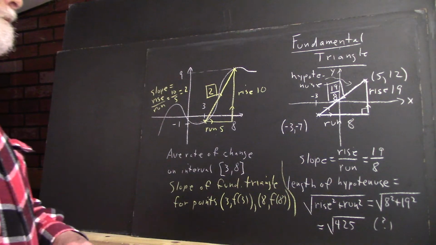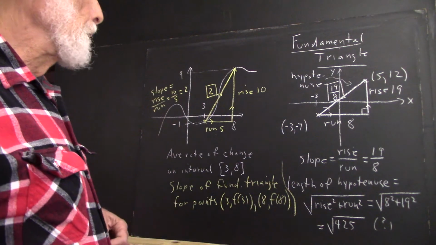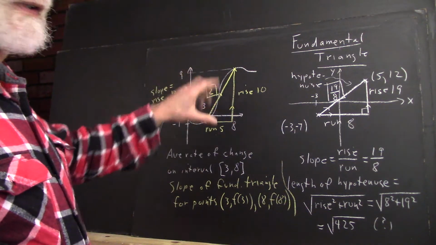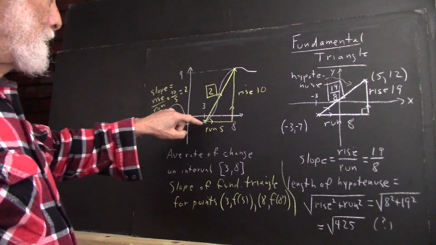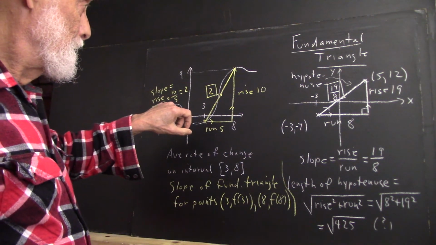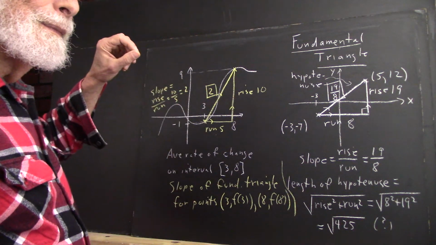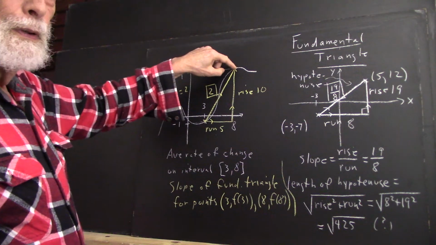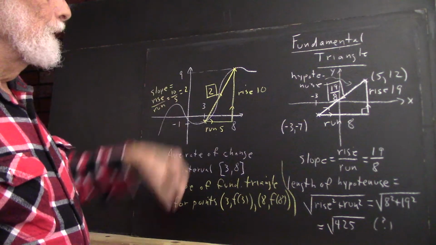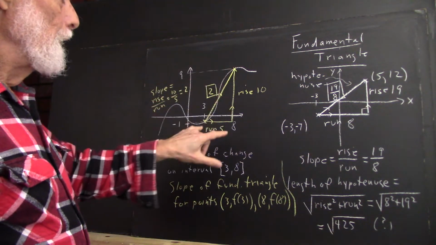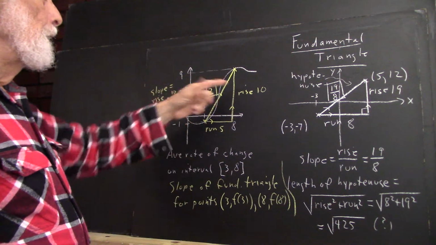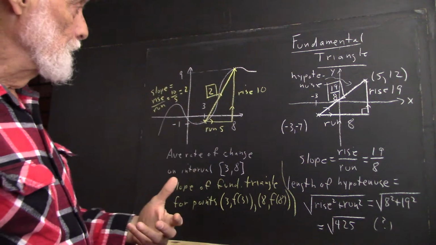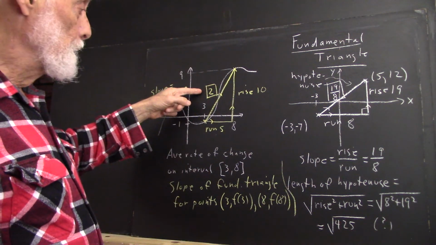Well, that's the idea of a fundamental triangle. It helps you visualize the slope. Gives you a picture of what it means to calculate the rate of change, the average rate of change between this point and this point. Okay, this has got to be the change in y, this is the change in x, and you divide those two. It's the same as doing rise divided by run. It's the slope, it's also the average rate of change.